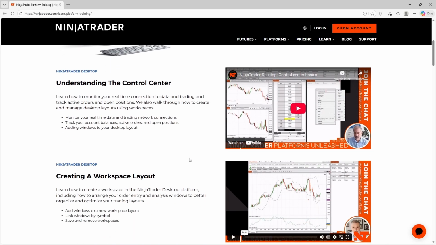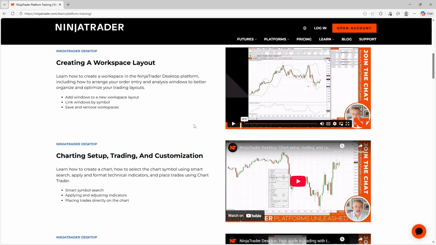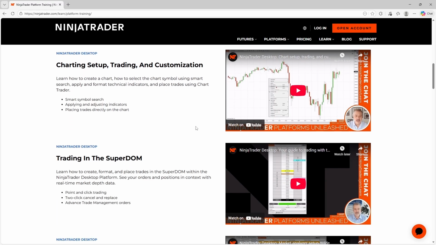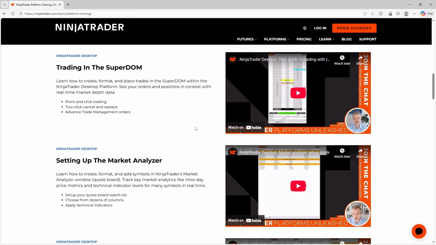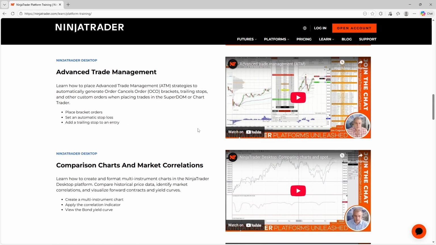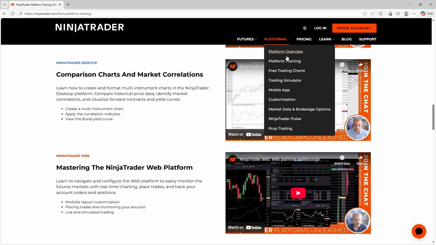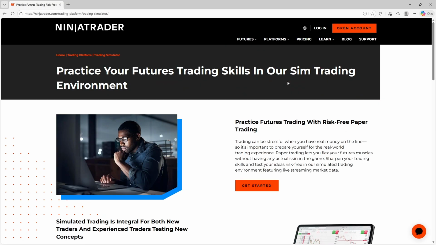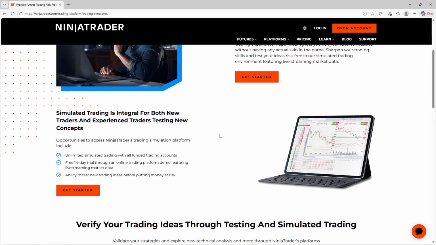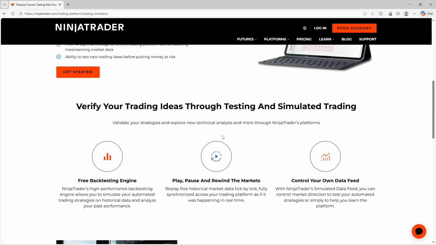NinjaTrader is not built for passive investors, retirement planning, or diversified portfolio management. There are no traditional stock or ETF investing features, no integrated banking, and no hands-off automation. The strengths are clear: precision, speed, transparent pricing, and scalability for serious futures traders. The weaknesses are just as clear: complexity, narrow asset focus, and limited appeal outside active trading.